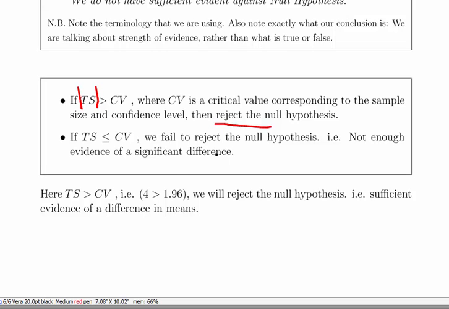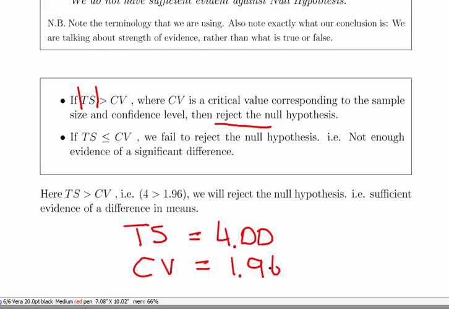Now here, clearly, the test statistic is 4.00. The critical value is 1.96. Obviously, that is the case here. So we reject the null hypothesis. There is clearly a difference in means. One battery is better. The mean battery lives are different to each other. Obviously, one is better. We're not saying which, but they're not the same. Okay, so there is a significant difference in terms of average battery life.